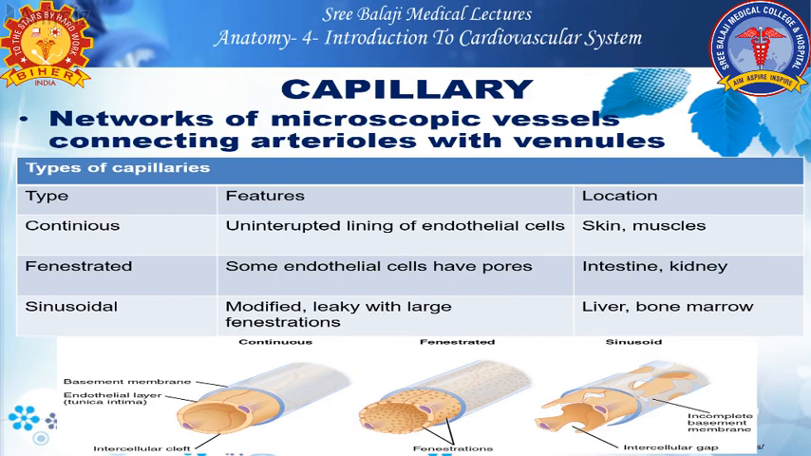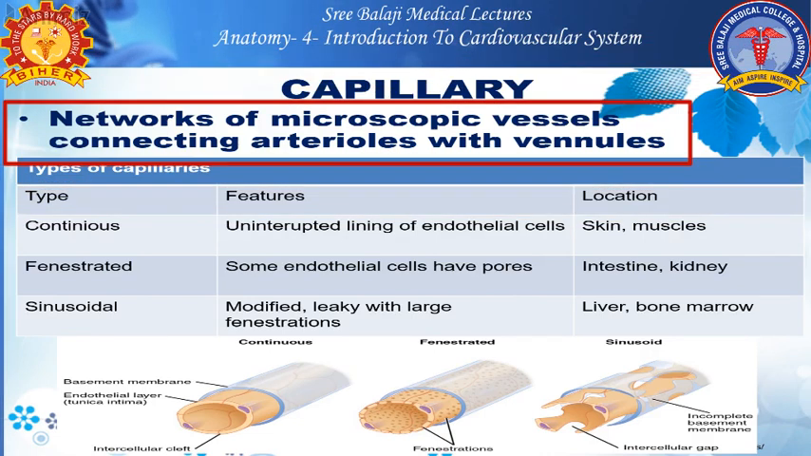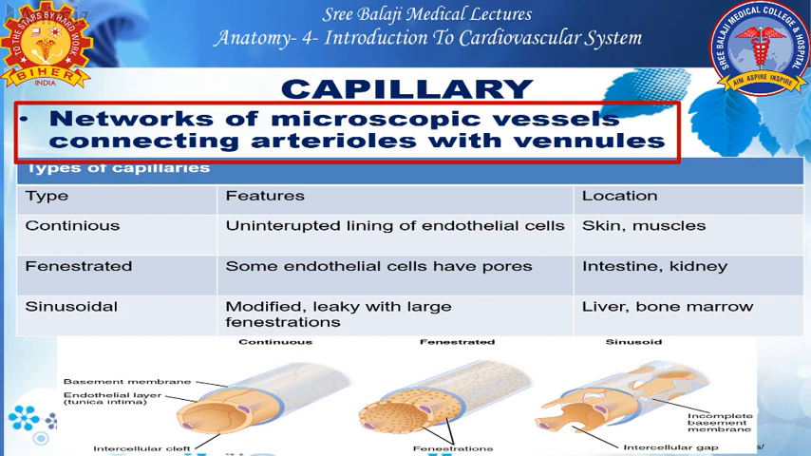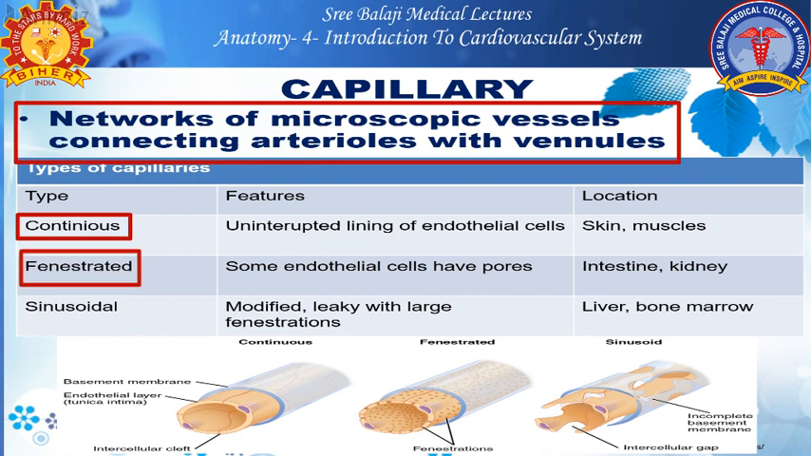Coming to the capillaries, capillaries are a network of microscopic vessels connecting the arterioles with venules. There are three types, that is the continuous, fenestrated and sinusoidal. In continuous type of capillaries, there is uninterrupted lining of the endothelial cells. The most common location is the skin and the muscles.